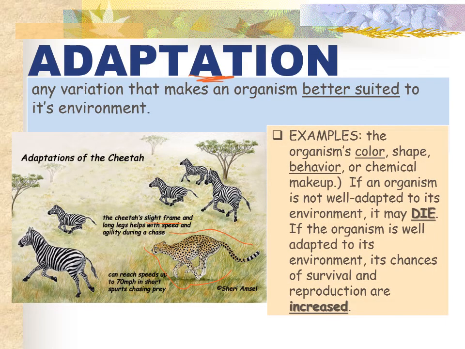So examples in organisms in general would be maybe potentially color, their shape, some kind of pattern on their body, their behavior, or any other chemical makeup, any other thing that's being determined by a gene. If an organism's not well adapted to its environment, it will die. It doesn't have the best traits for living in its environment. If it is well adapted to its environment, its chances of surviving and living long enough to reproduce and pass on its genes are increased. So that's definitely a good thing.